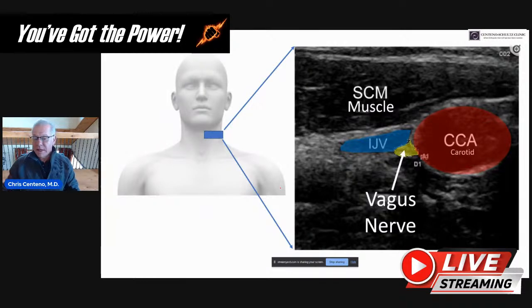And this is what it looks like. So this is the ultrasound probe here in the neck. This is the carotid artery here, or the internal carotid. This is the internal jugular vein, and sitting right between them, this yellow area, is the vagus nerve. So you can trace that and you can get what's called a cross-sectional area on the vagus nerve.